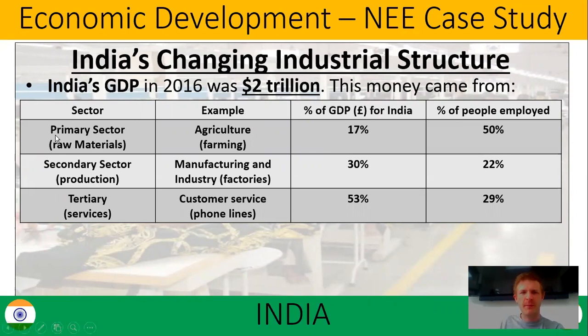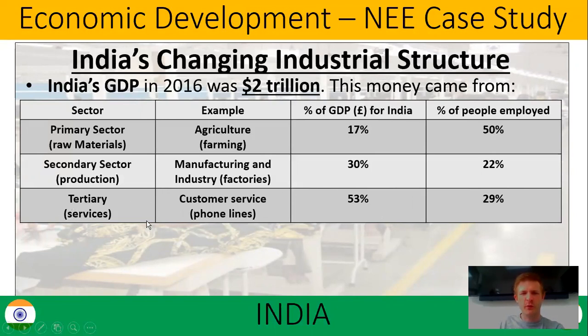You can see that the primary sector doesn't earn that much money, and 50% of the country in India are employed in this sector. So half of the country work as farmers and miners, etc., but it only brings in 17% of the money. Whereas down here, the tertiary sector that we talked about earning more money, 29% of India currently work in that market, but it earns over half of the country's money. So this 2 trillion, over 1 trillion of it came from this tertiary sector here.